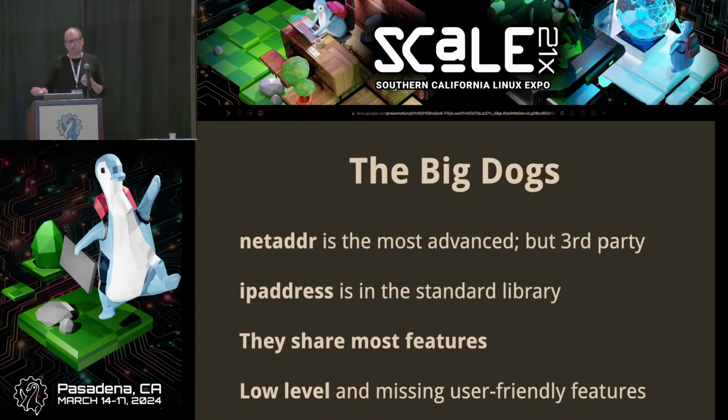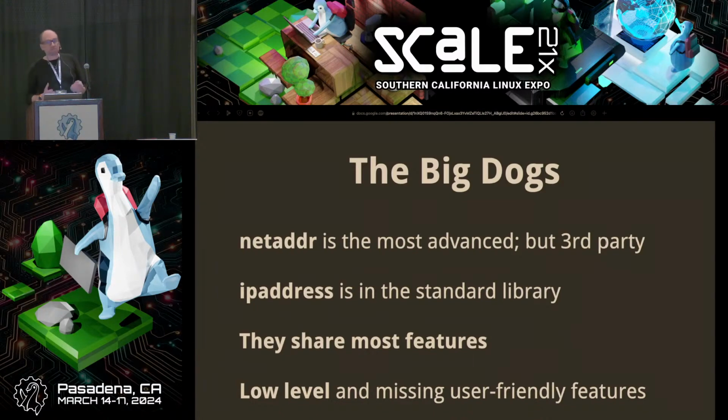As I said, NetAddr is the most advanced. The catch, though, in some cases for some people, is that it's a third-party library. That might be a showstopper for you. Some environments are air-gapped or very restrictive, don't allow third-party packages or have to approve them. But as long as you have a reasonably modern version of Python, greater than 3.3, which you shouldn't be using anyways, IP address is in the standard library, so it's very convenient.